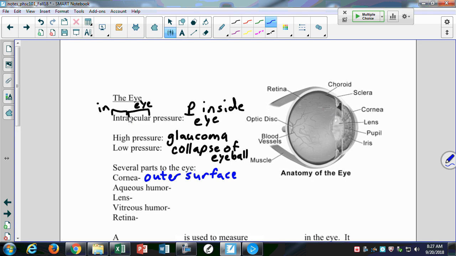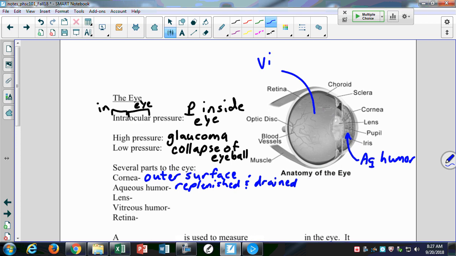All right? Anyway, aqueous humor. The aqueous humor is replenished and drained. You have two fluids in the eye. You have the aqueous humor and the vitreous humor. The aqueous humor is right here. That's the fluid in that part of the eye. The vitreous humor is right here.